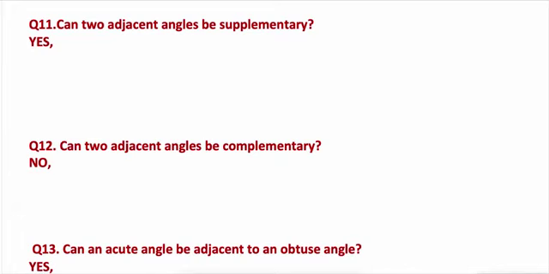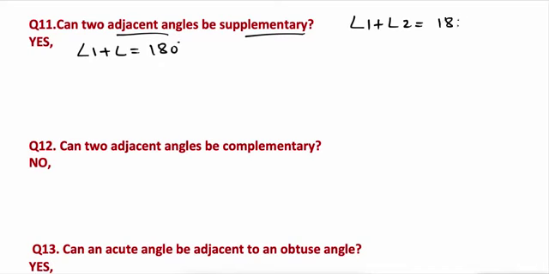Can two adjacent angles be supplementary? As we have already seen, the sum of the two adjacent angles can be equal to 180 degrees, and for supplementary also the sum of the two angles is equal to 180 degrees. So yes, two adjacent angles can be supplementary. Suppose I take an adjacent angle as 30 degrees and another one as 150 degrees, their sum will be equal to 180 degrees. So the answer is yes.